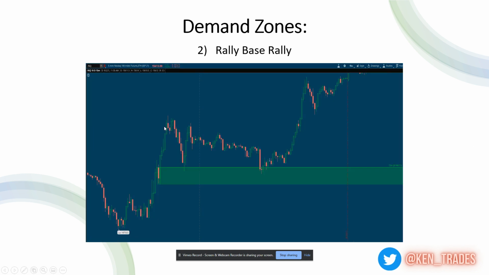The second zone that we're going to learn will be rally, base, and then rally again. We consolidate, and then we rally again. So this is a continuation pattern. We can see this respected once and then respected twice again before having a huge rally up again.